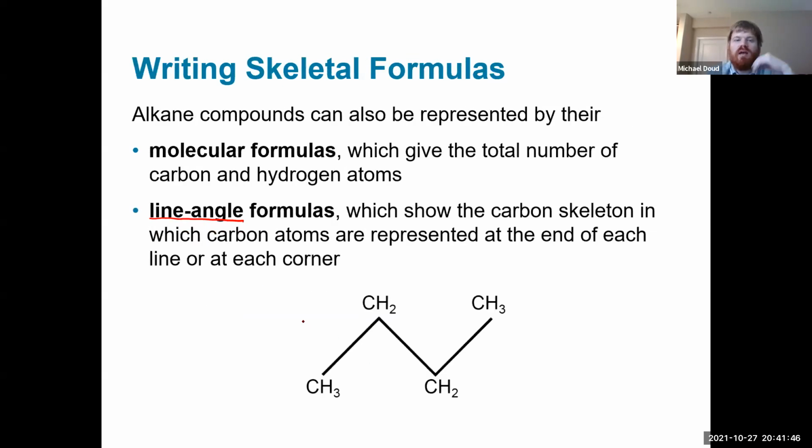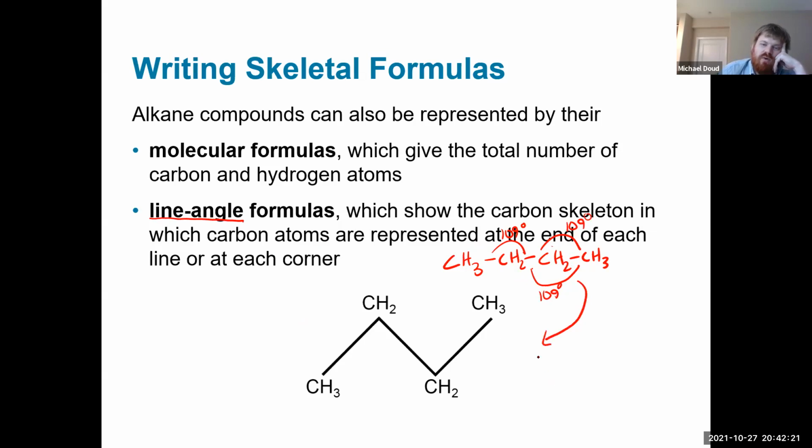Now, what we do in this case is, remember our condensed structural formula was like this: CH3, CH2, CH2, CH3. Now we know that each of these bonds has got to be a 109-degree bonding. Same thing here. Here, that's 109, and up here as well. But that's not really shown in this straight chain. So this is not giving us a good representation of what that is. So that's where the line angle formula comes in.